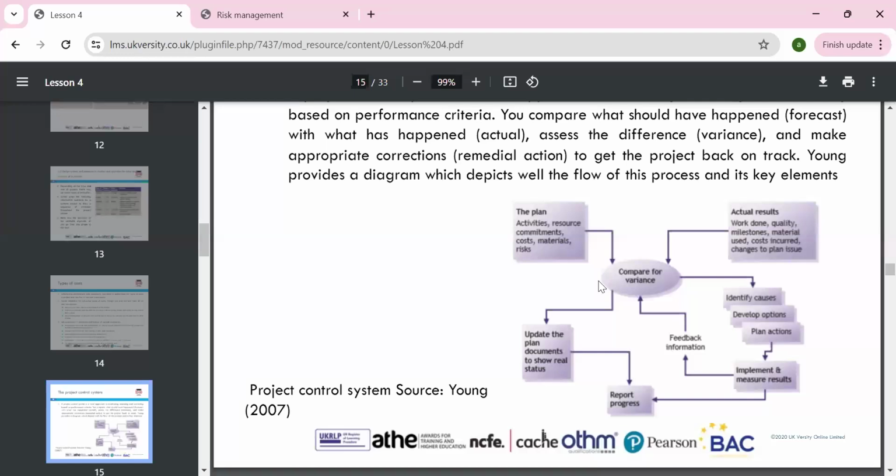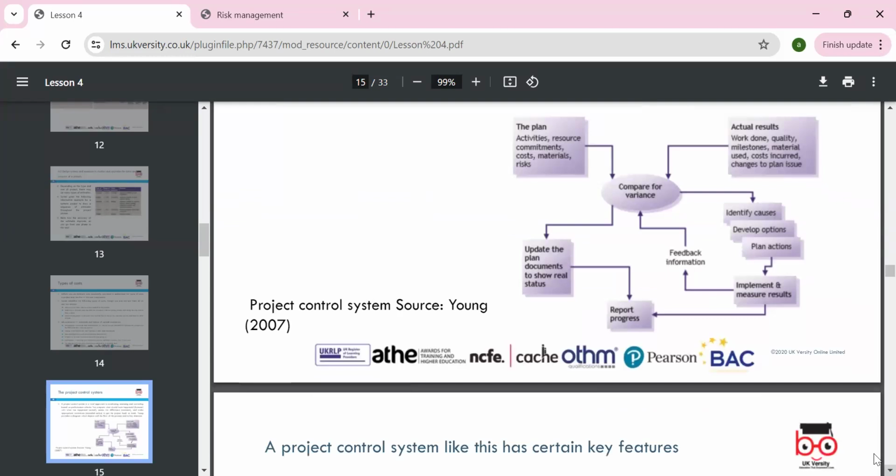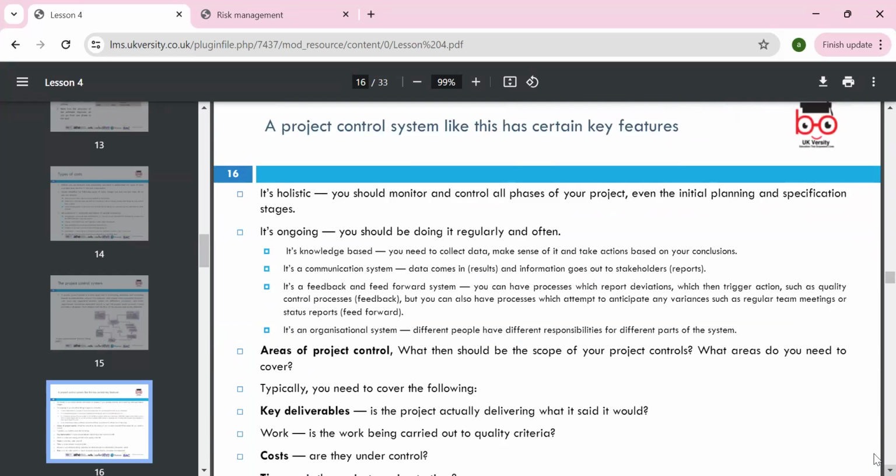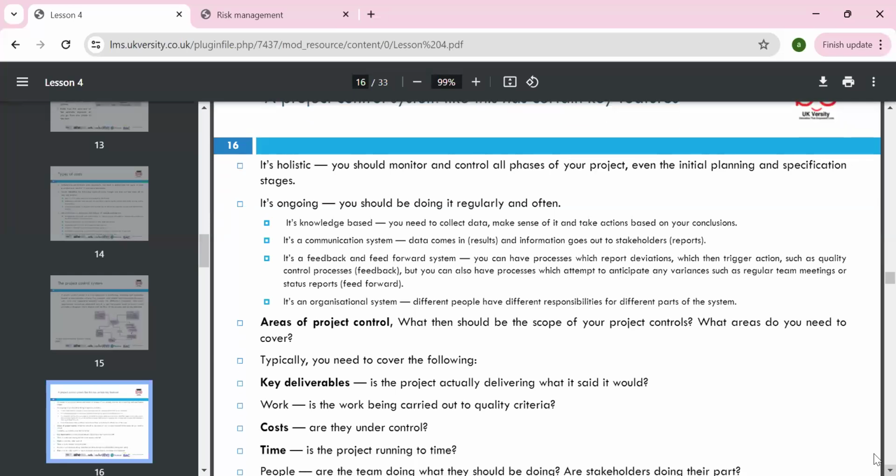We can look at the actual result, then compare and find whether the variance is due to poor estimation or due to the data. A project control system has certain features. It is holistic: it should monitor and control all the phases of the project, from initial planning. It is ongoing, done regularly, with a knowledge base. You need to collect the data and communicate it to the stakeholders. The feedback and feed-forward system needs to trigger action, looking at the qualities and the processes.